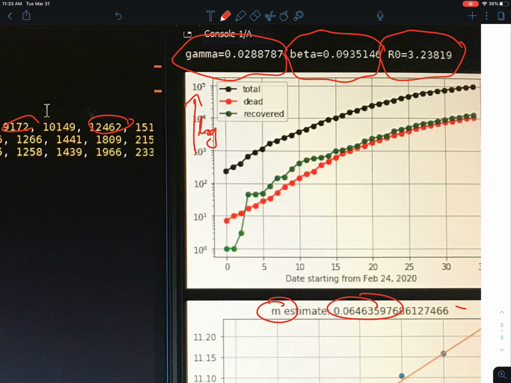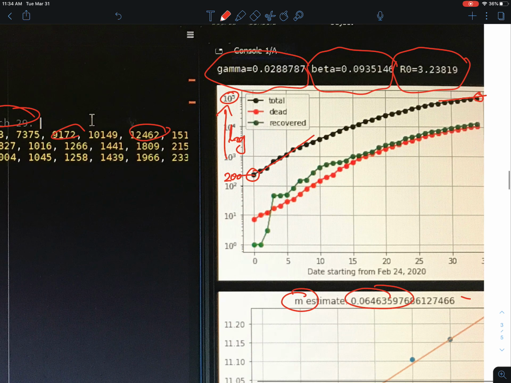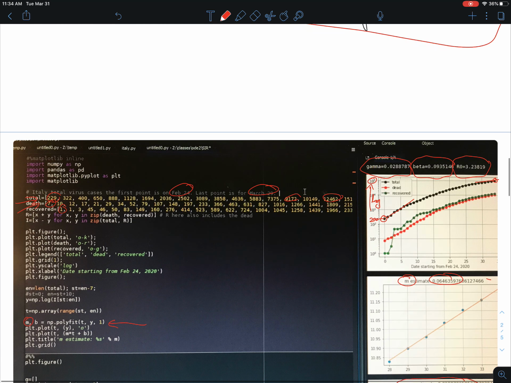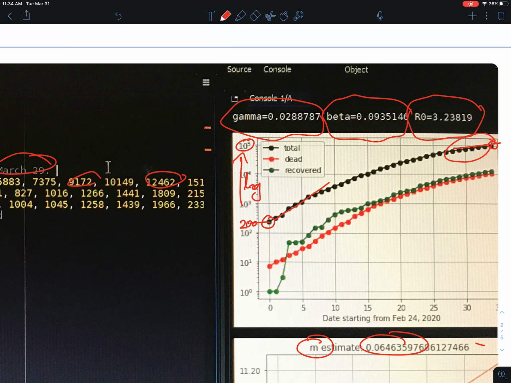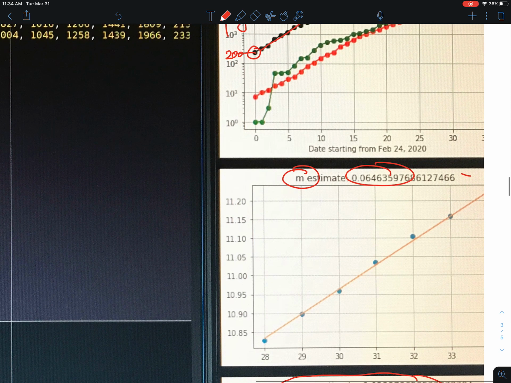So on February 24th, this is the total infected individuals. There were about 200, and by the time we get to the end of March, there are 100,000 infected individuals. Notice that on a log scale it's more or less a straight line, but the slope changes. It flattens towards the end of March. So we will use just the data at the end of March to estimate the slope here.